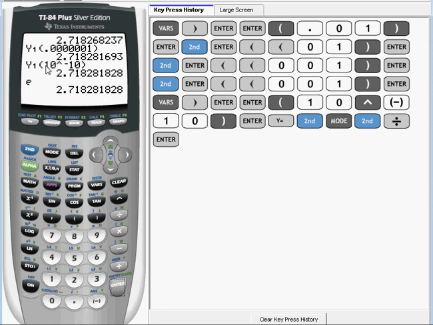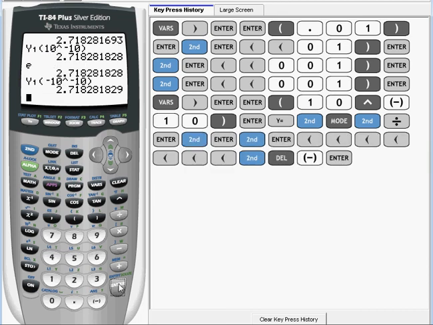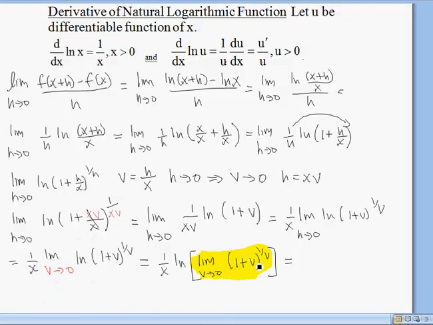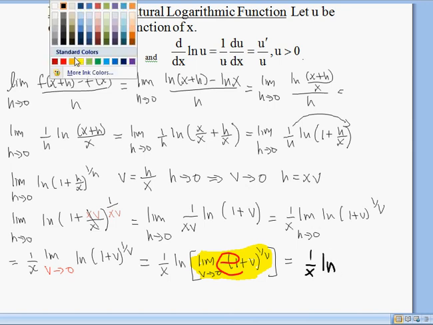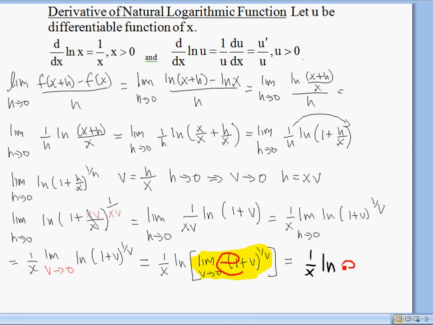Let's just do this on the left-hand side. I'm just going to put a negative in front of there, so just hang out for a second. And notice when I put in negative 10 to the negative 10th, which is really small, on the left-hand side, I get the same value as well. So the whole purpose of doing that is that this number here is equal to e. So that limit right there is equal to e. So therefore, we have 1 over x times the natural log of e. Well, the natural log of e is just equal to 1.